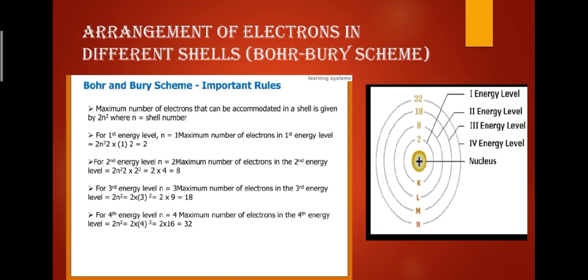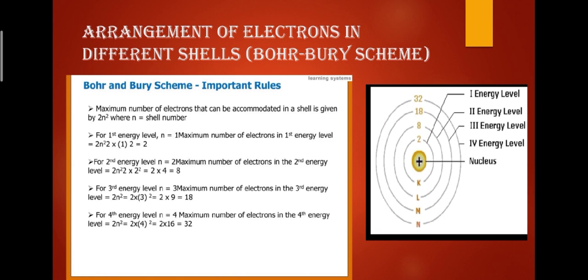So important rules of the Bohr-Bury scheme are: the maximum number of electrons that can be accommodated in a given shell or orbit is 2n square, where n is the number of the energy shell. You have read this scheme in class 7th also. You will find it a little bit difficult to understand, no problem. Just pay attention, concentrate and try to understand it. Apply that 2n square rule, simply it can be arranged.